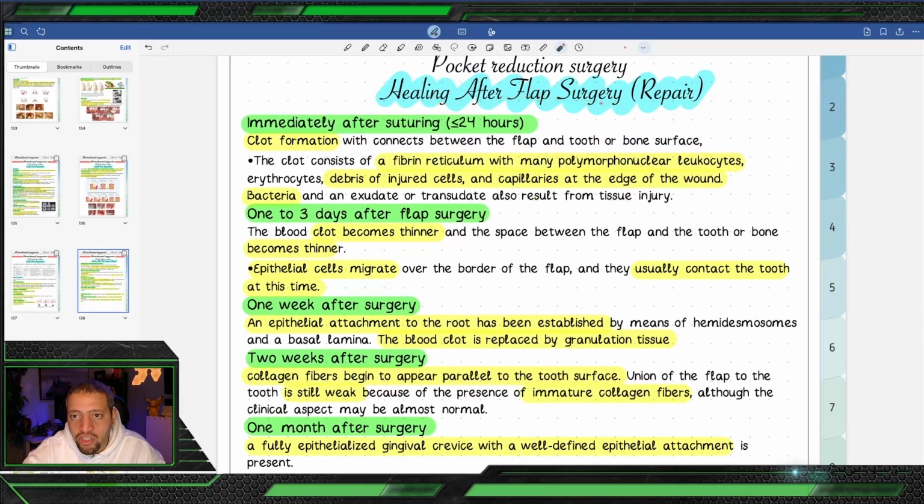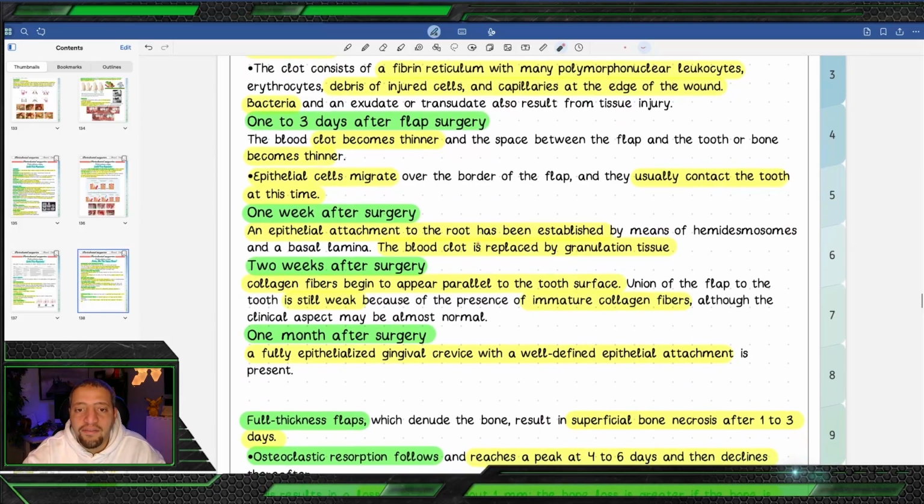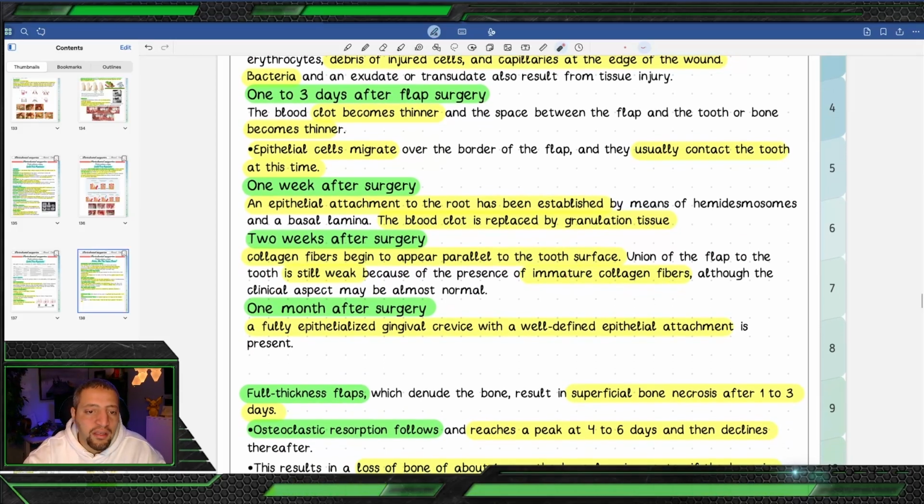We're not discussing GTR, because this is the time frame we said is required to form long junctional epithelium. We said it takes around 2 weeks to form the long junctional epithelium. Union of the flap to the tooth is still weak because of the presence of immature collagen. 1 month after surgery, a fully epithelialized gingival crevice with a well-defined epithelial attachment is present.